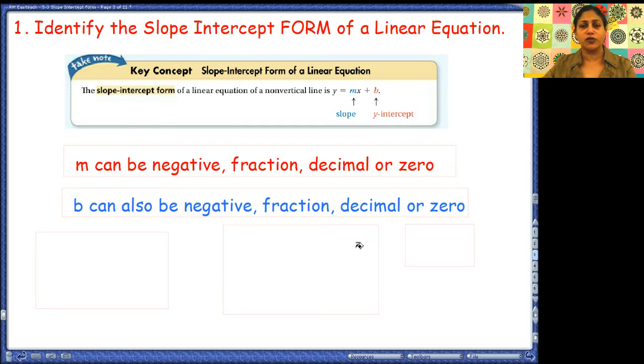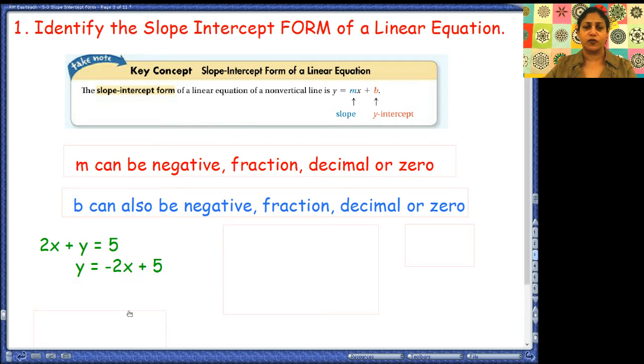So I'm going to show you a series of equations. See if you can figure out whether it is the slope-intercept form. So here we have 2x plus y is equal to 5. This is not in slope-intercept form. For slope-intercept form, you need just y equal to something. But we can move it around, and now it is in slope-intercept form. M is negative 2 and b is positive 5.